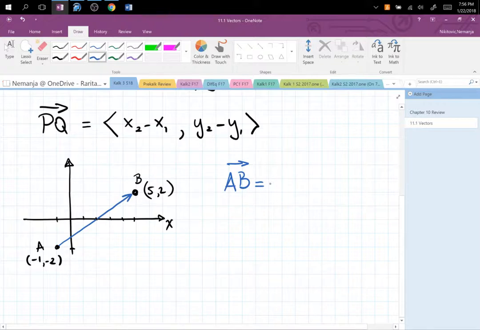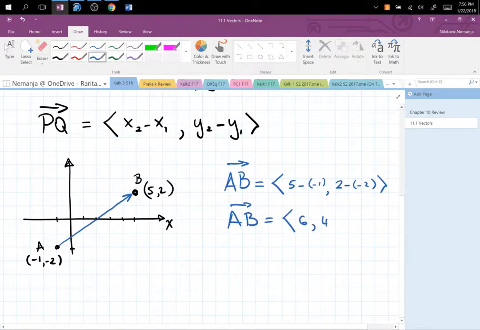It's always terminal minus initial. So the x-coordinate of the terminal point is 5 minus -1, comma, 2 minus -2. So AB is 6, 4. So the vector is 6, 4 this way.